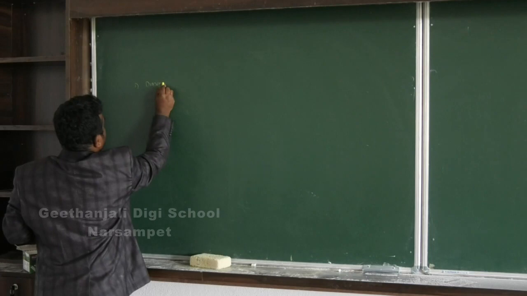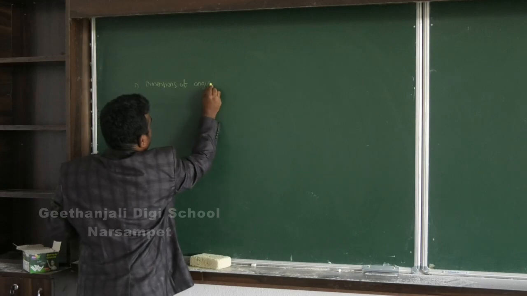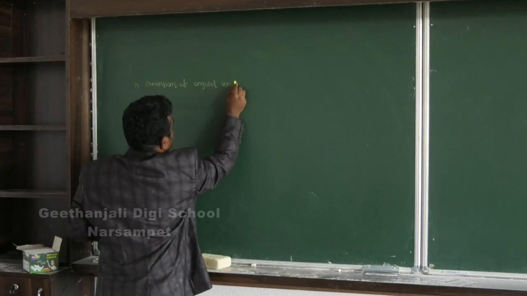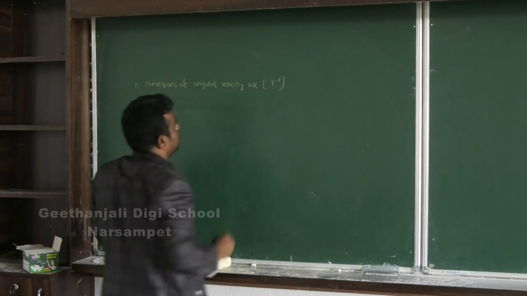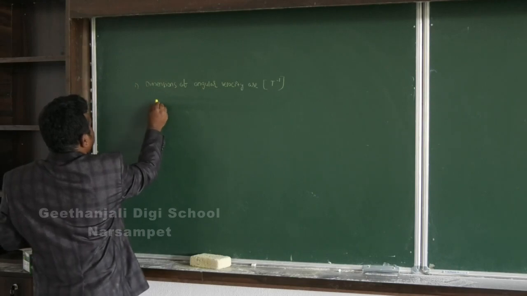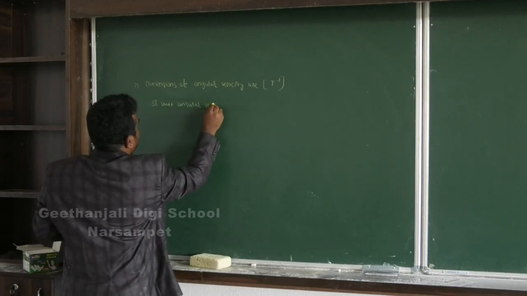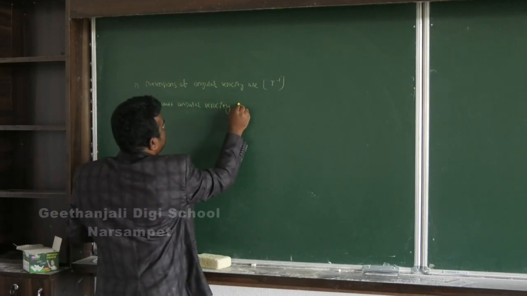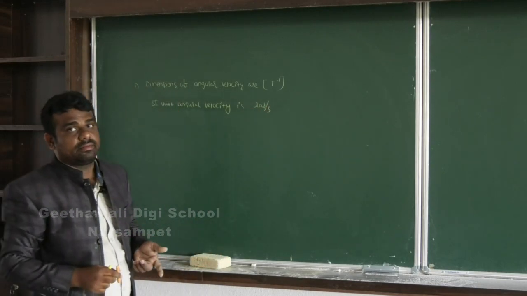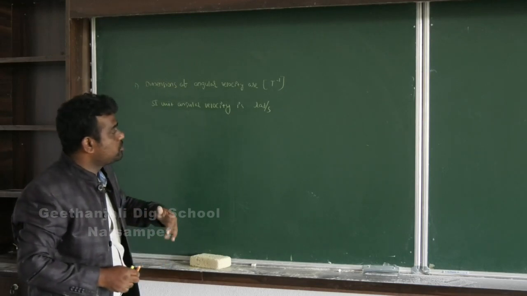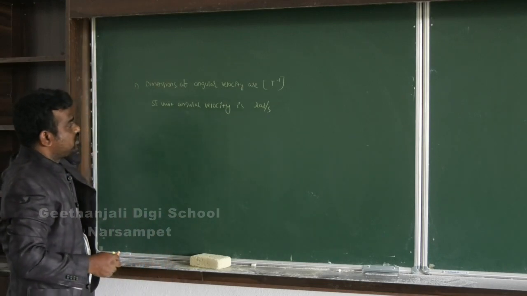Now, the dimensions of angular velocity are T power minus 1. The SI unit of angular velocity is radian per second. You can also call it revolution per second. Yes, radian per second or revolution per second.